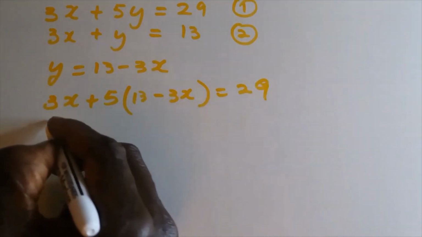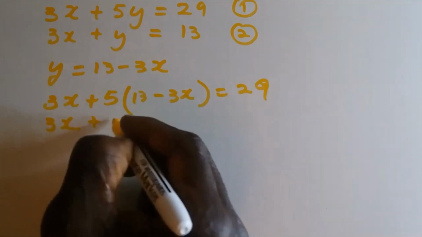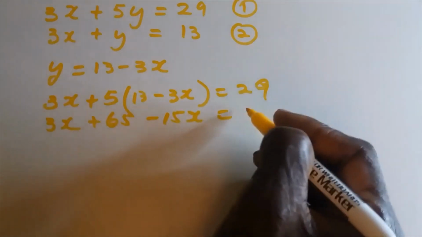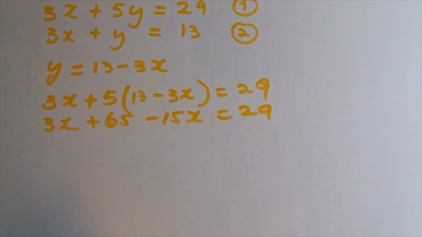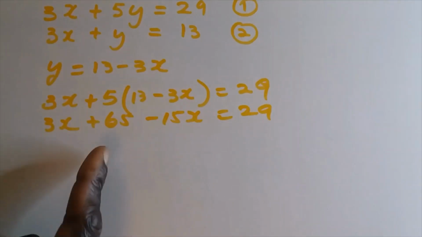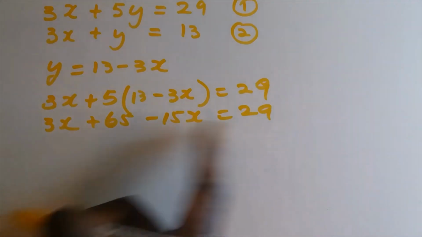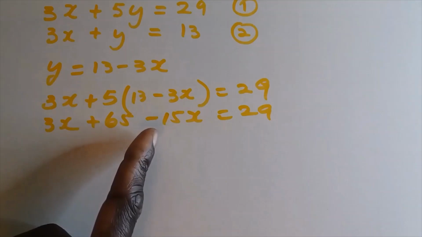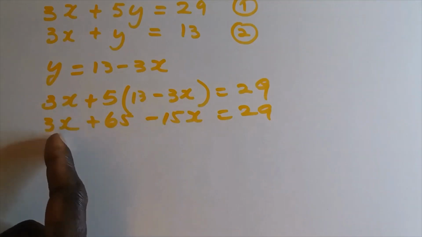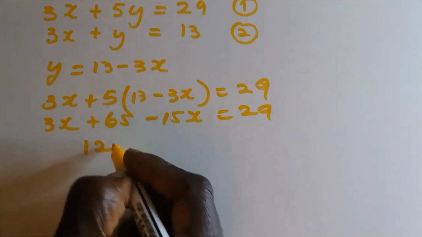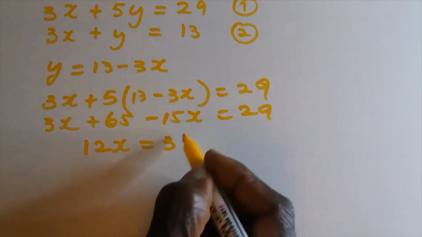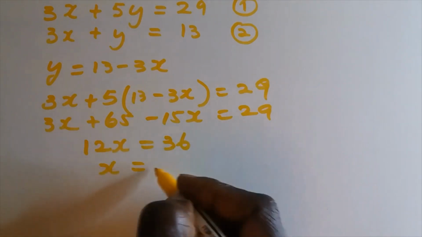And with a bit of algebra, I have 65 minus 15x is equal to 29. If I rearrange this, I take the 29 and bring it over to the left, and the negative 15x becomes 15x on the other side with minus 3x, which gives me 12x, and that's equal to 36. So we know x is equal to 3.